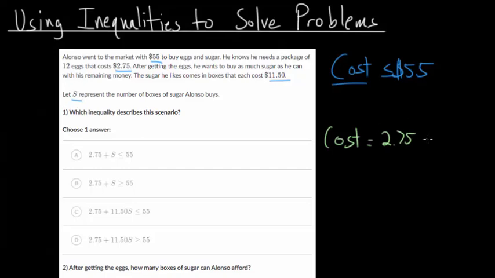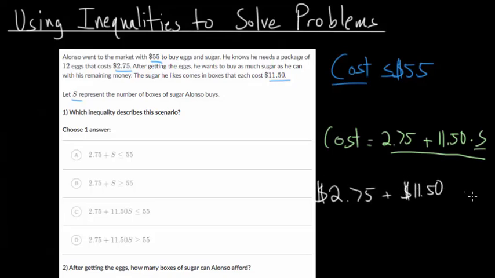So it's $2.75 for the eggs, and then plus $11.50 times S for the sugar. Since, like I said, if he bought 3, you would just plug in 3 for S, and then 3 times $11.50 would give you the cost for 3 boxes. So this cost has to be less than or equal to $55. So we can just write that out: $2.75 plus $11.50 times S has to be less than or equal to 55.